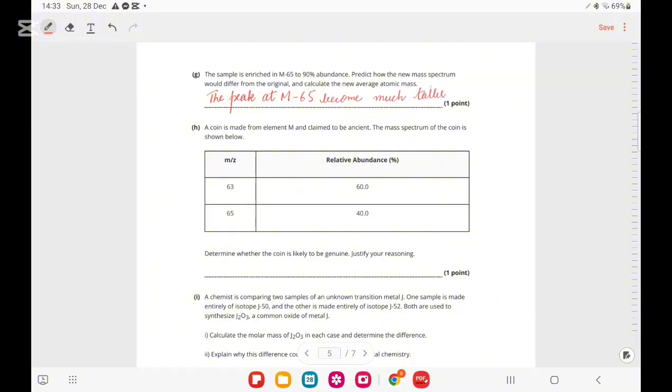and because of that the new average would change. We can do 63 times its abundance. If the abundance of 65 is 90%, then definitely the abundance of 63 would be 10%, plus 65 times its abundance of 90%, and now I'm dividing it by 100. So the answer comes out to be 64.8.